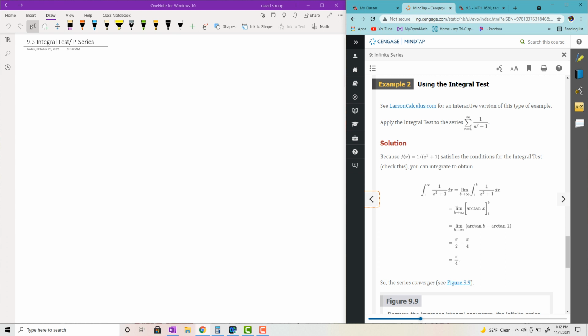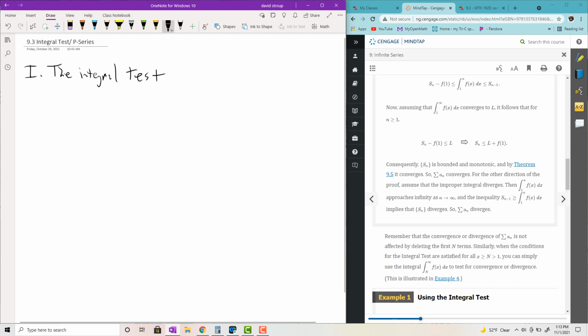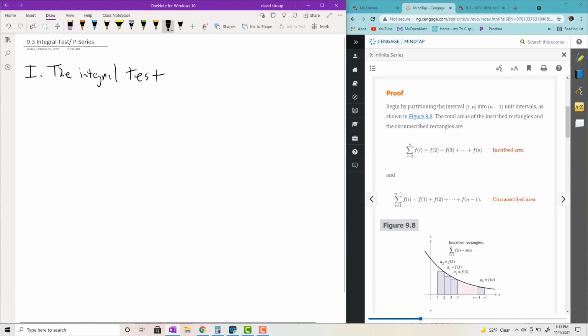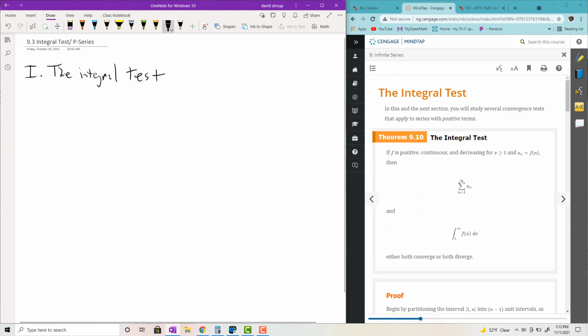Okay, so let's dive right in and look at the integral test and the p-series. We begin with the integral test, and it's fairly simple. Because we've done improper integrals, there'll be a correlation between the infinite sum, or the series, and the integral. You see that in Theorem 9.10. I'll write it out.